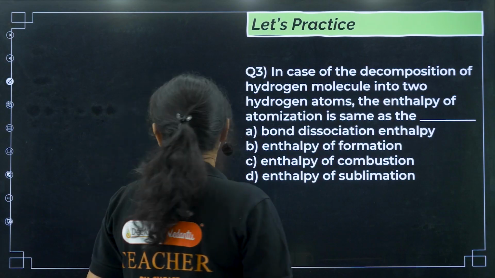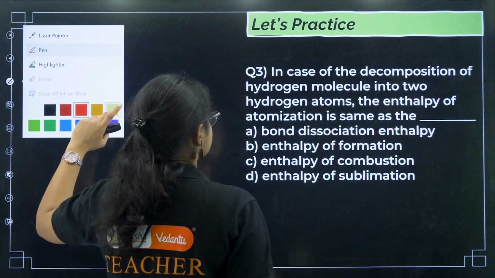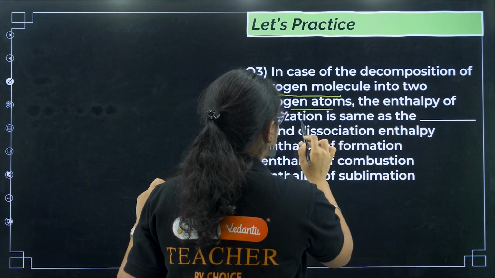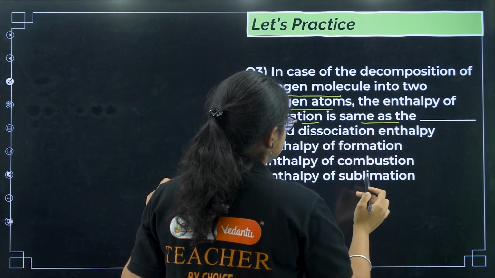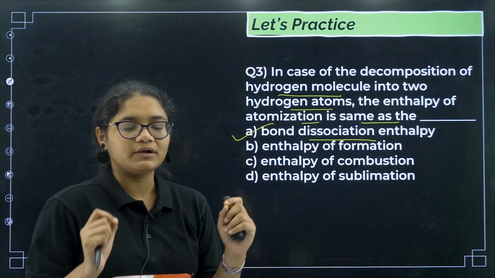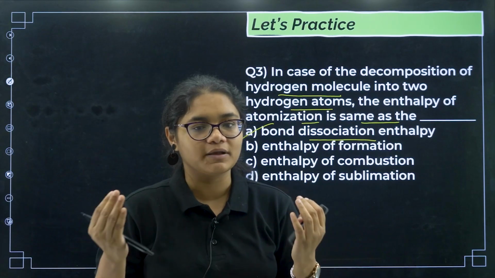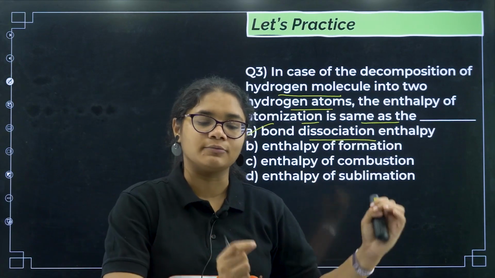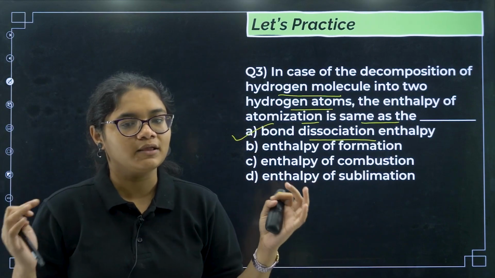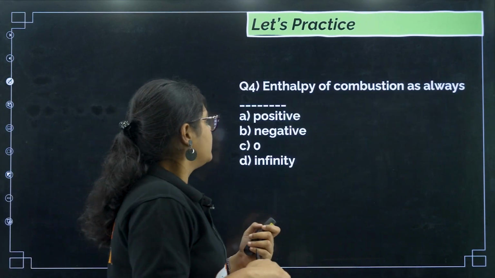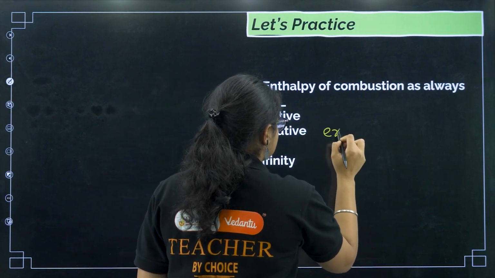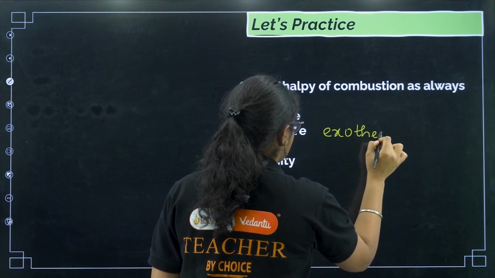In case of decomposition of hydrogen molecule into 2 hydrogen atoms, the enthalpy of atomization is same as the bond dissociation enthalpy. I told you bond dissociation enthalpy for diatomic molecules will be same as the atomization enthalpy. Okay, here also you are breaking one bond, there also you are breaking one bond. Next, enthalpy of combustion is always negative. Okay, it is always an exothermic reaction.